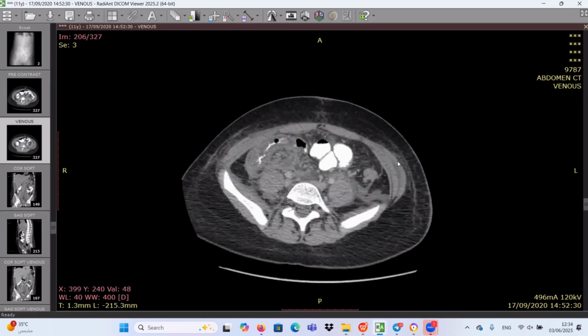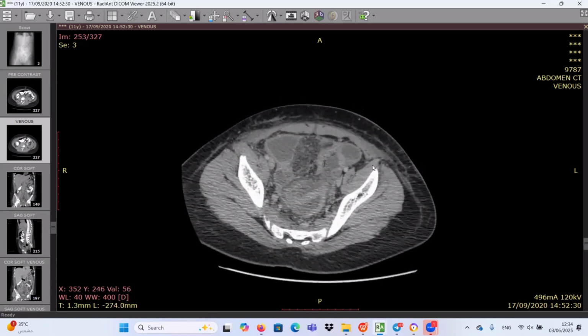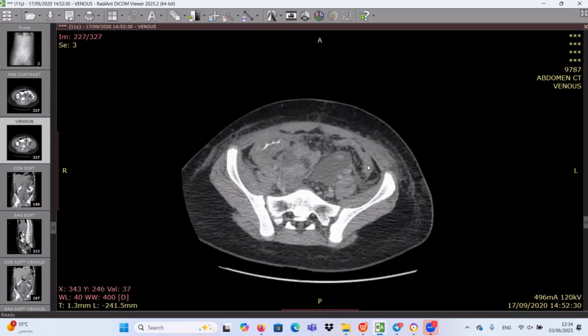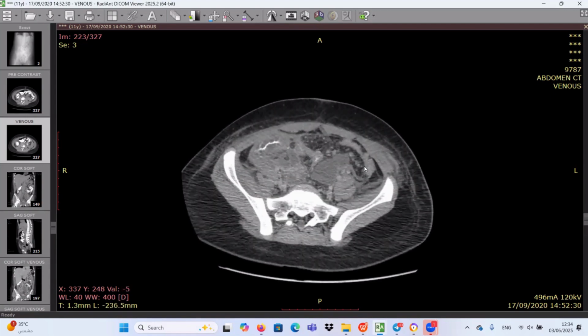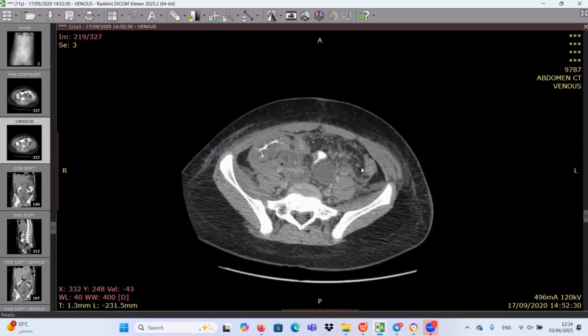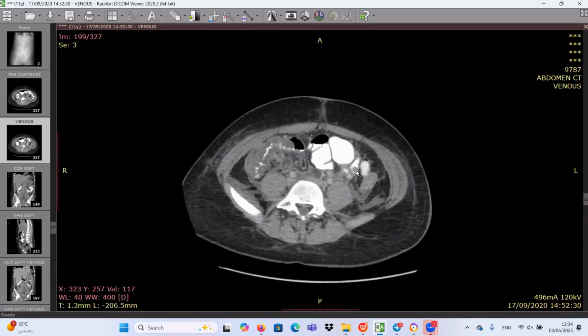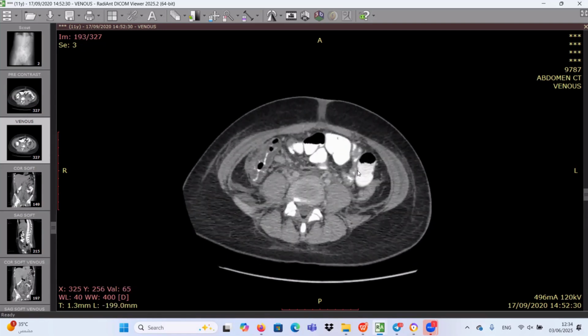But I think let's focus on the peritoneum. Also, I think we have evidence of peritonitis, that we have loculations or peritoneal loculation and peritoneal thickening, and all of these findings are suggestive of peritonitis, and post-operative maybe bacterial peritonitis.